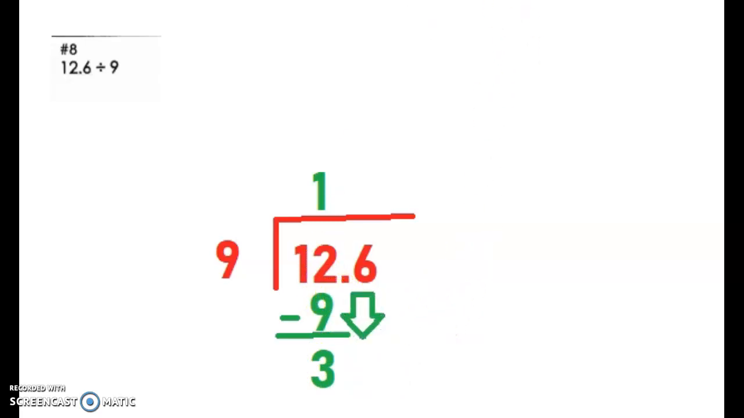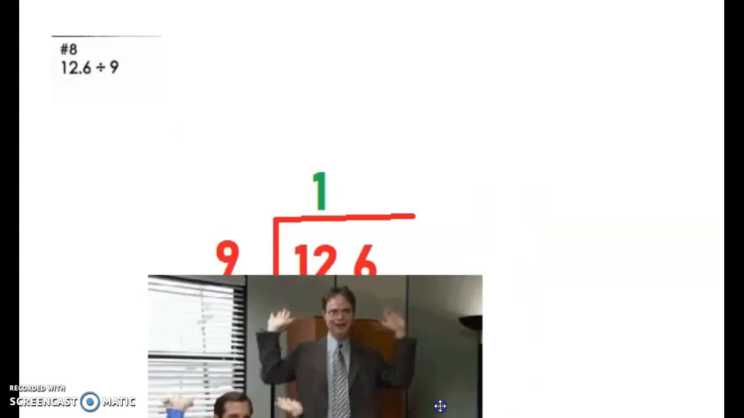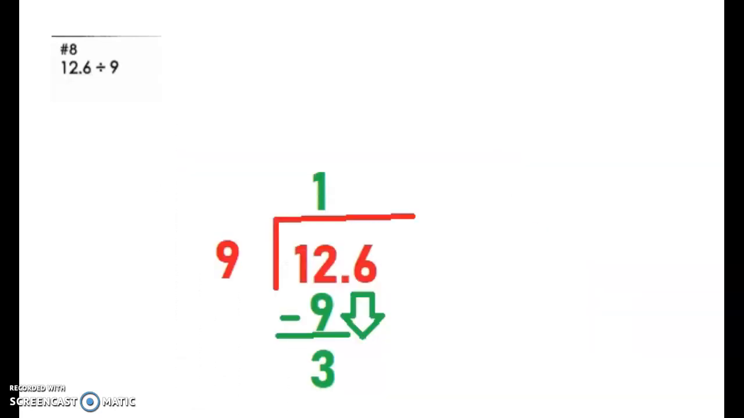Remember to raise the roof, okay? So once you have your answer of what goes into 36, you're going to raise the roof, right? Bring your decimal straight up.